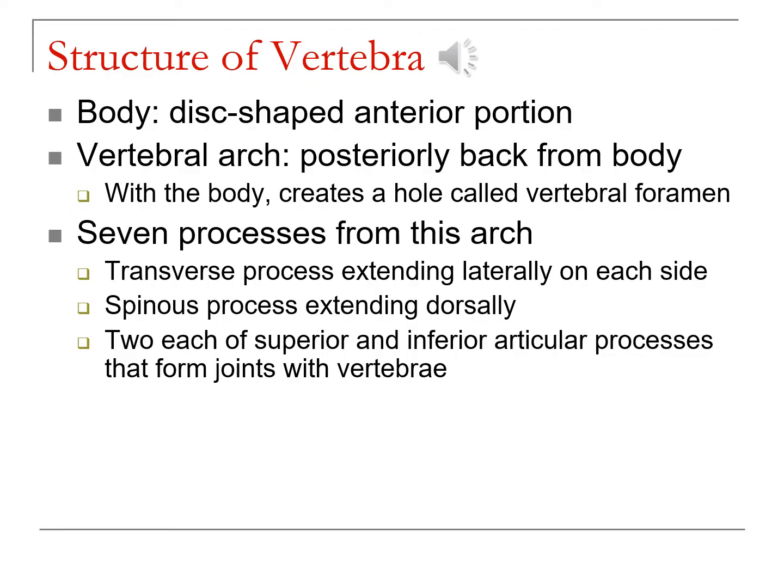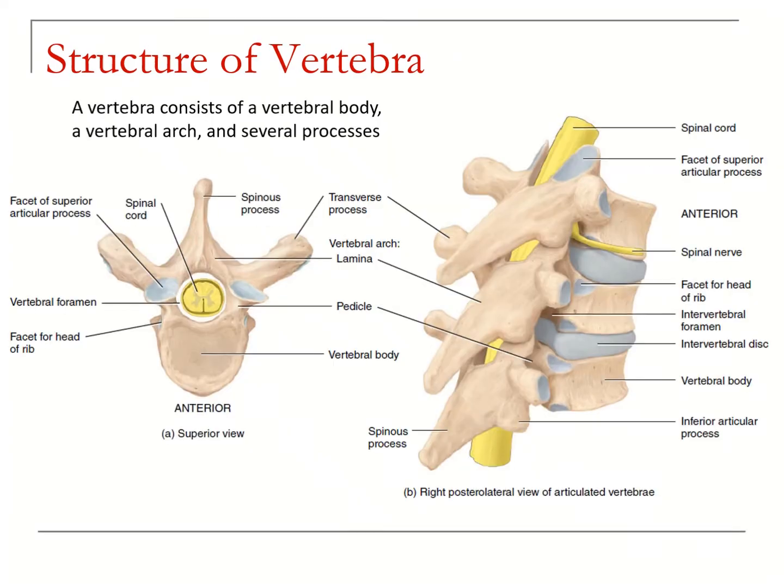And we have 7 processes from this arch. So we have a transverse process extending laterally on each side. We have a spinous process extending dorsally or posteriorly. And we have 2 each of superior and inferior articular processes that form joints with vertebrae. So again, the structures of the vertebra consist of a vertebral body, a vertebral arch, and several processes. So this is a vertebra, particularly a thoracic vertebra.